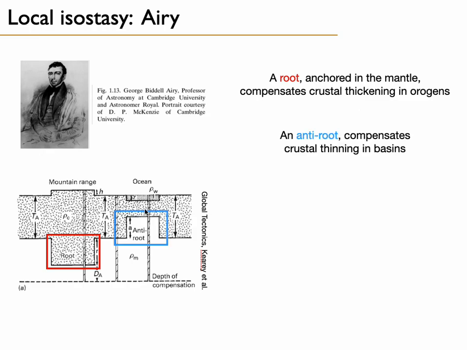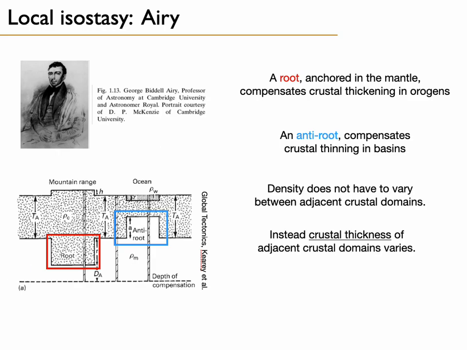Another feature is that in the region of thin crust, you would have a basin here at the top, but below you would have an anti-root which compensates the thinning of the crust. So in this model, the density does not vary between one block and the adjacent blocks. It's rather the crustal thickness that varies between the different domains.